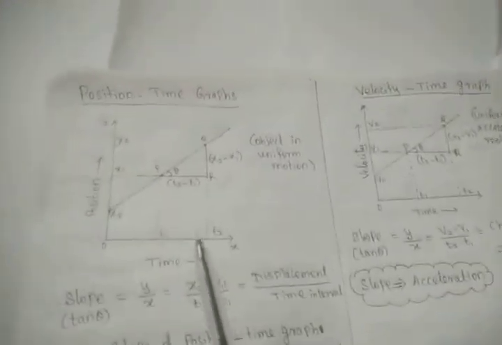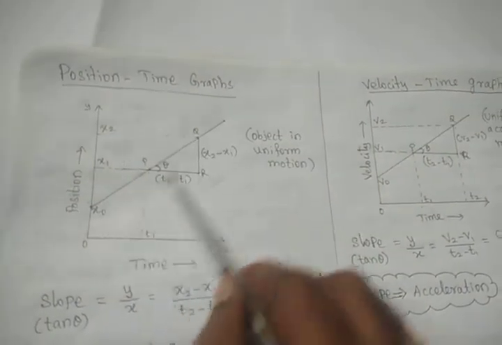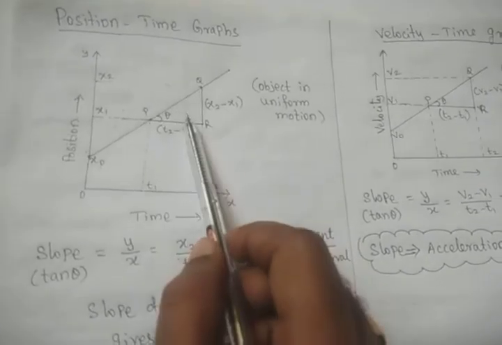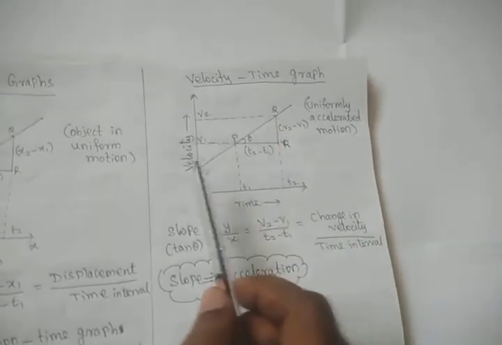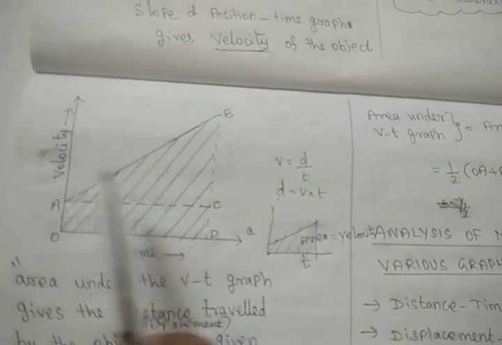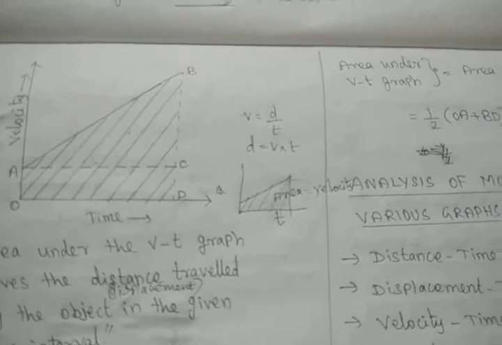So what we have learned now is very simple: the position time graph. It is a uniform motion graph of the position time graph. This slope represents the velocity. And then the velocity time graph: this slope represents the acceleration of the body. Then the area under the graph in the velocity time graph represents displacement.